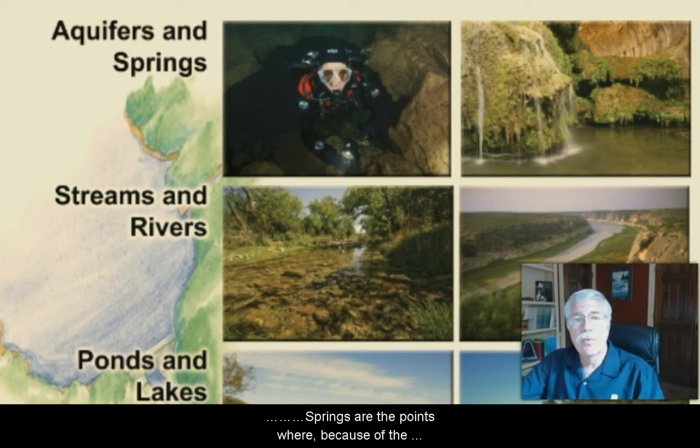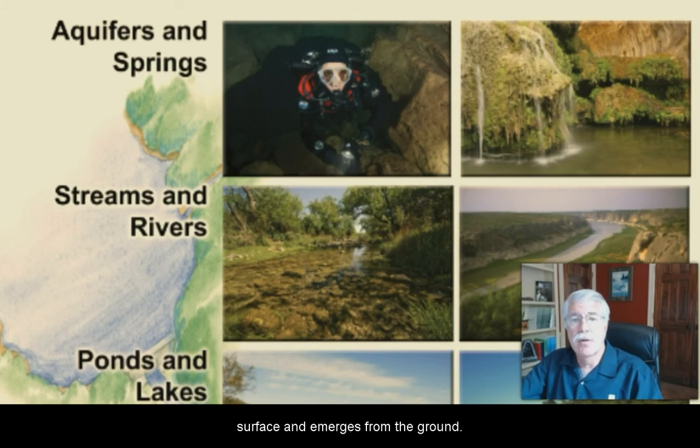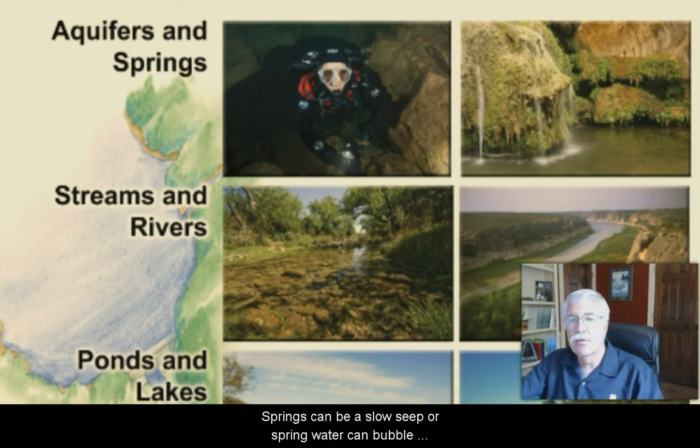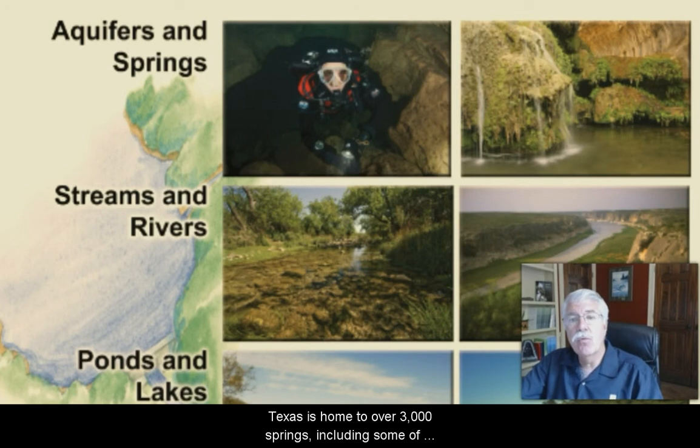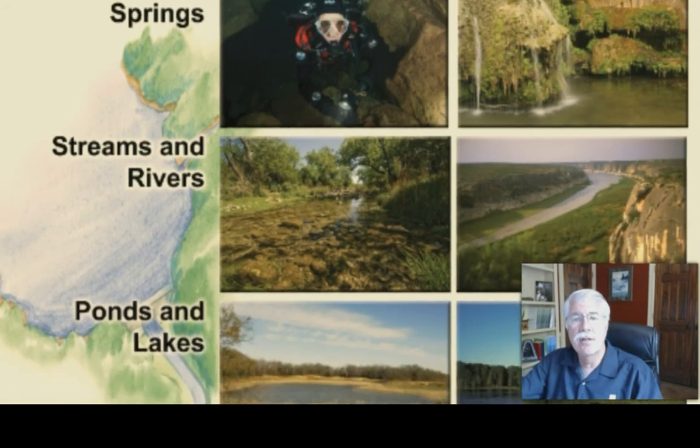Springs are the points where, because of underground geology, groundwater travels to the surface and emerges from the ground. Springs can be a slow seep, or spring water can bubble up in ponds and pools, and sometimes in very, very forceful streams of water. Springs sometimes form the headwaters of streams and rivers. Texas is home to over 3,000 springs, including some of the largest in the United States.